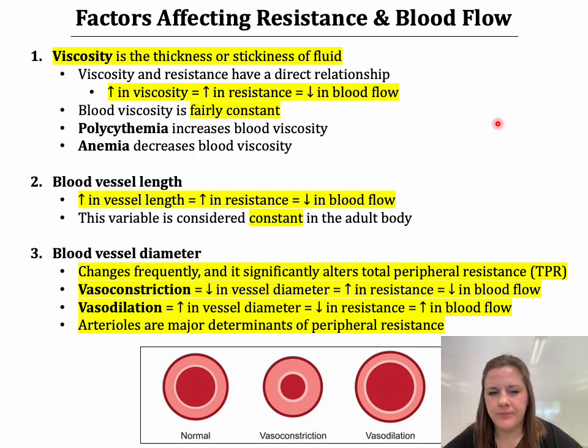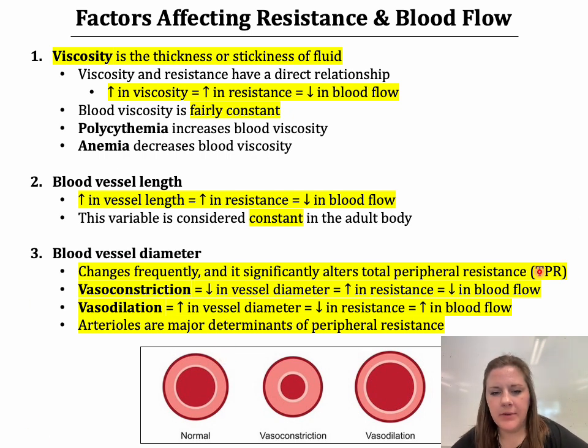allowing for adequate exchange. And then for blood vessel length, well, this too is going to be pretty constant in the adult body, right? A little different in a child as it's growing and developing, but it's a fairly constant factor. But anytime there's an increase in vessel length, there's going to be an increase in resistance. The longer a tube is, the more resistance it is meeting. There's more surface area of the wall inside, and there's more friction being produced there. And I think I'll help clarify that on the next page with an example.